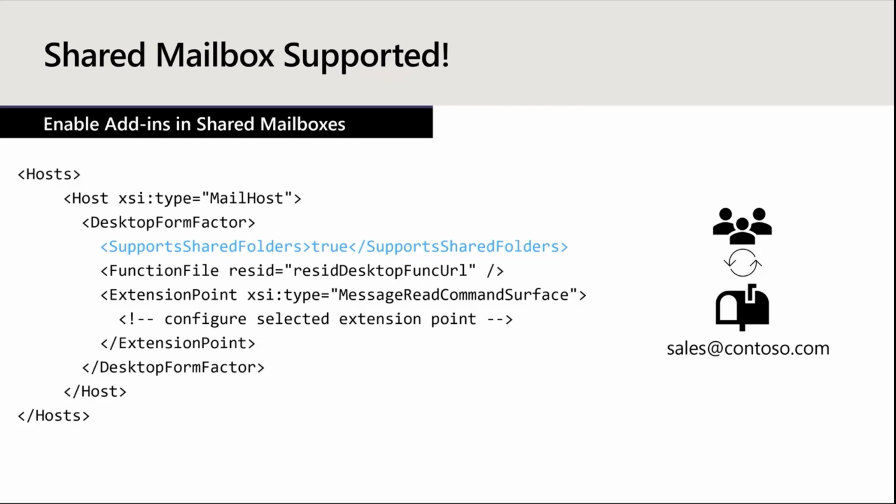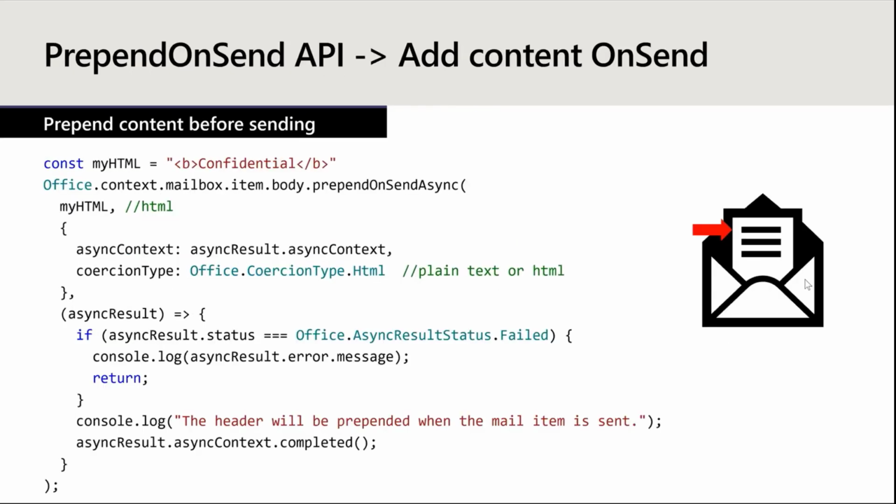So that was not supported until recently. In the manifest, we are reusing the support shared folder flag to indicate that shared mailboxes are supported. This is now supported across Windows, Outlook on the web, and also the Mac. So we have this support ready for you guys to use. Good news for everybody.